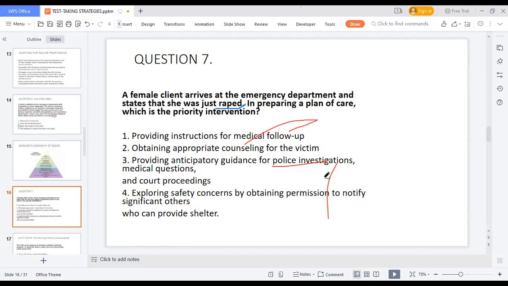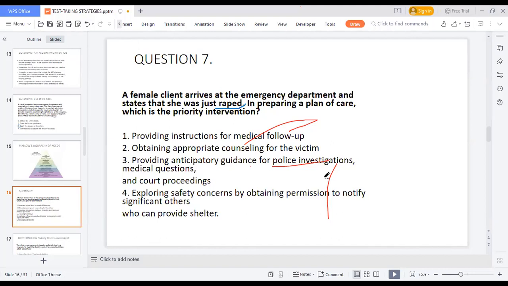Remember, we saw words that determine prioritization. Always try to think of this word. Here it is clear, they just use the word directly. They could have used other words. It is important for you to be able to identify that this question is a prioritization question. And to answer a prioritization question, look at it. Am I applying ABCs? Am I applying Maslow's hierarchy? Am I applying the nursing process?